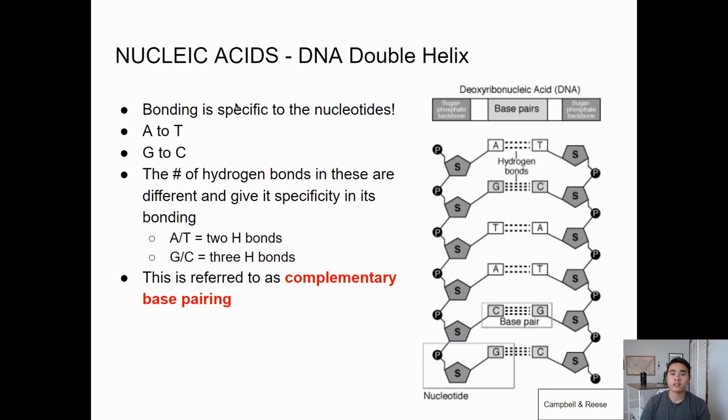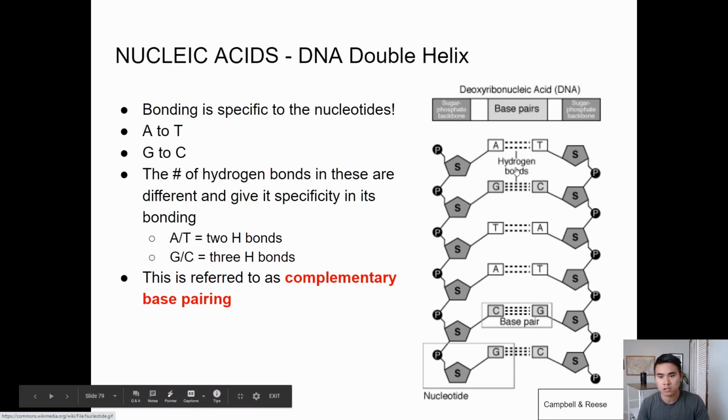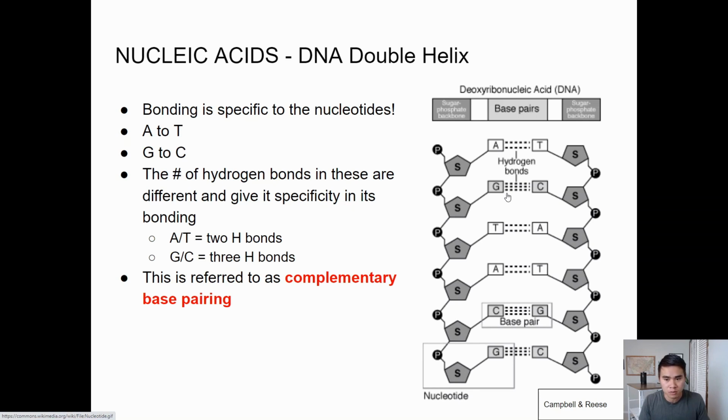The bonding is very specific. How it specifies correct bonding is the number of hydrogen bonds. Adenine and thymine have 2 hydrogen bonds. Guanine and cytosine have 3. So you see how there's going to be issues if you try and pair A and G together? One has 2 and one has 3 hydrogen bonds. So that's why they're very specific.